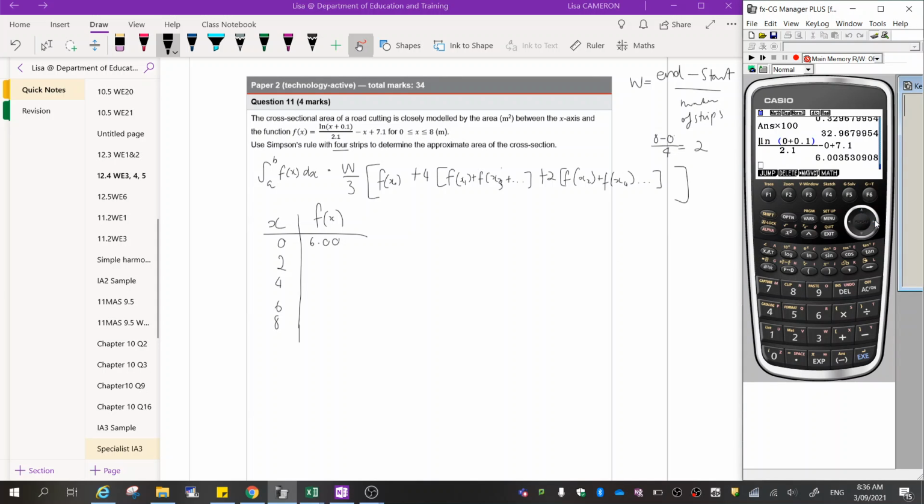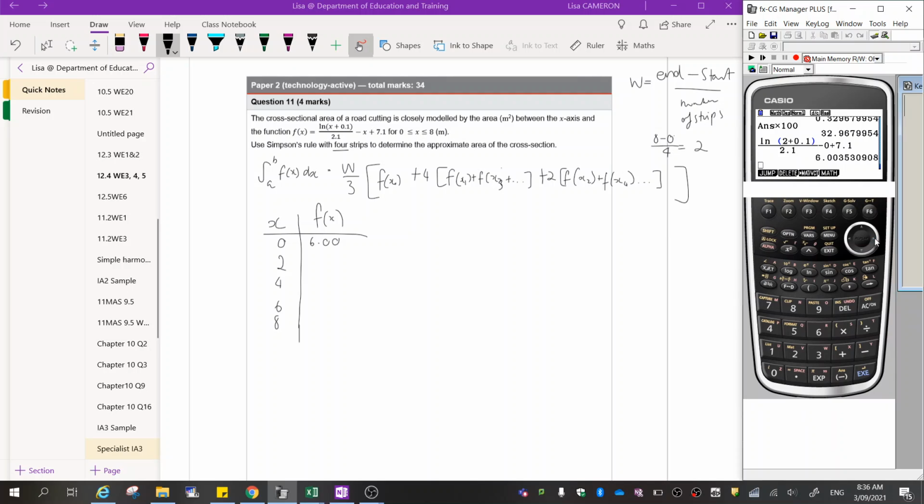Now I'm going to go back up to the original function to save some time by just deleting where we had our values of x before. Okay, next one, 5.45. Okay, and now I'm just going to save some time. Instead of showing you how to press all the buttons, I'm just going to pop the answers in there.